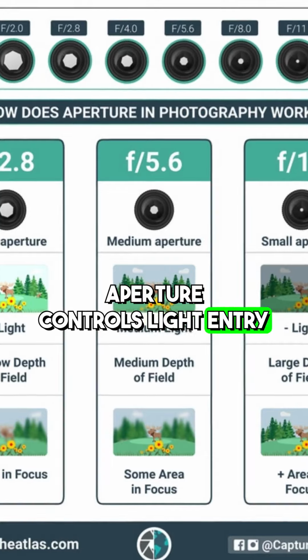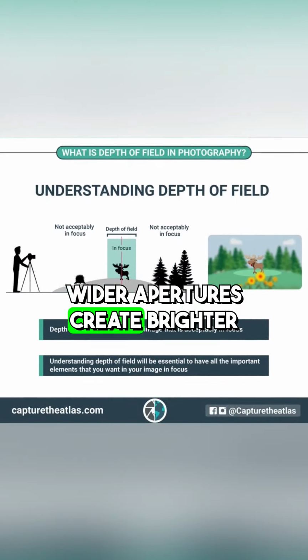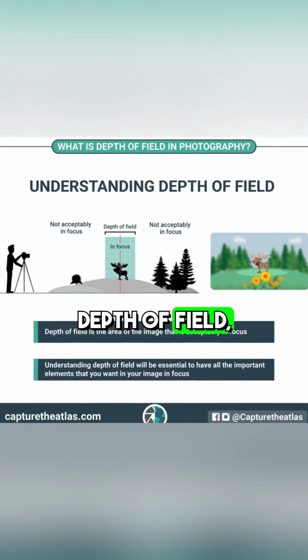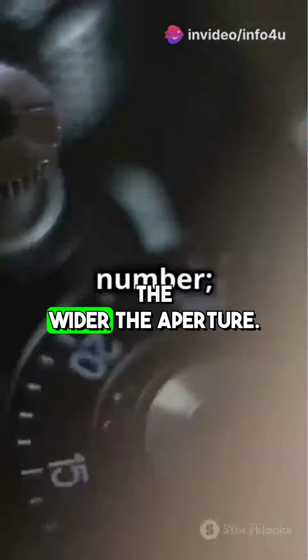Aperture controls light entry through the lens, affecting brightness and depth of field. Wider apertures create brighter images and shallower depth of field, while narrower apertures do the opposite. The lower the f number, the wider the aperture.